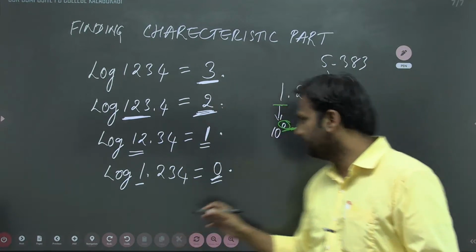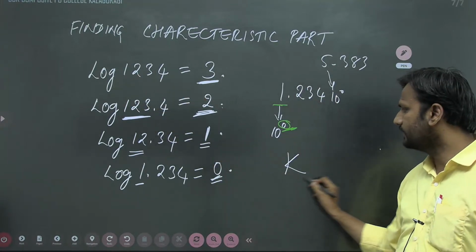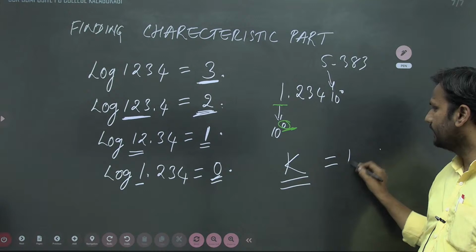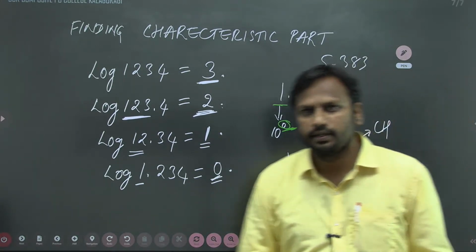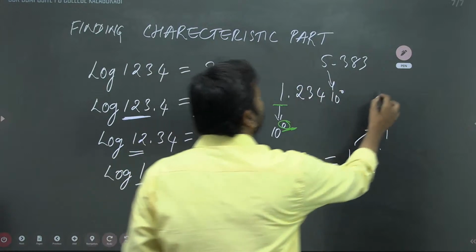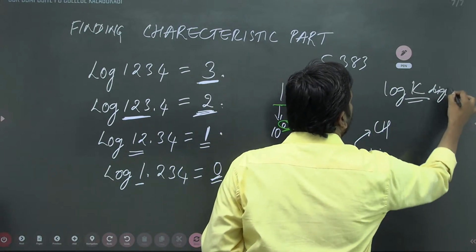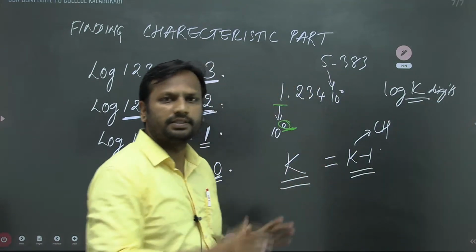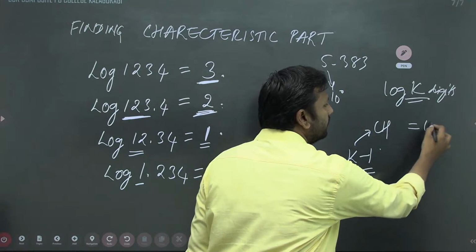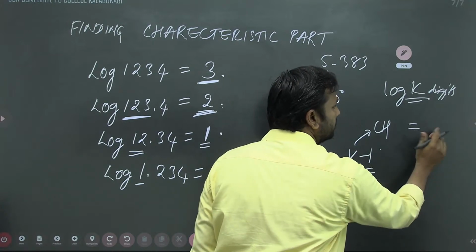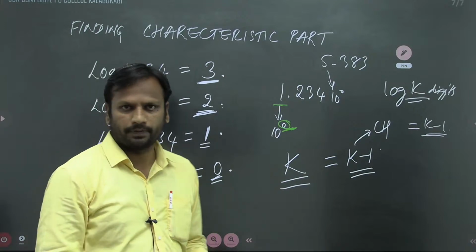If the number of digits in the number whose logarithm you take is k, then the characteristic part will be k minus 1. If you have the log of a k-digit number, then the characteristic part will be k minus 1. Only the characteristic part, students, only the characteristic part I'm dealing with here. The characteristic part will be k minus 1, right?